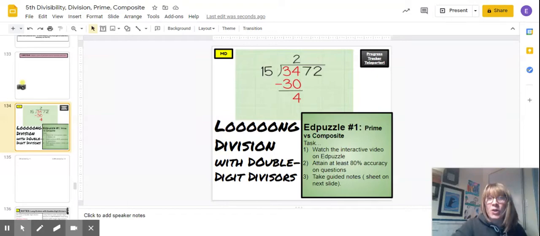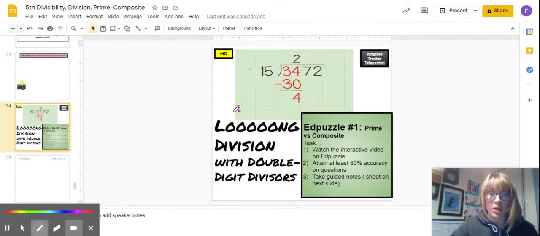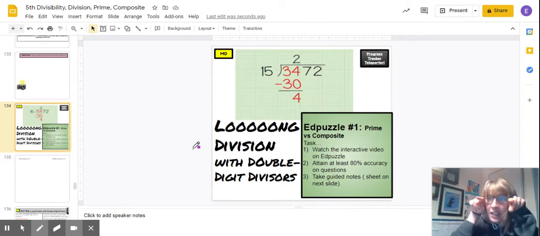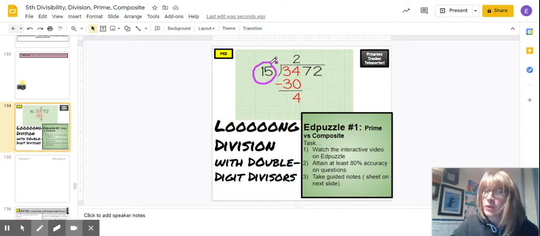So we're thinking about long division, this time with a new component: a double-digit divisor. Remembering that a divisor is the number on the outside of the house looking in, it has eyes looking in. So in this case, it would be the 15. When you think about a double-digit divisor, nothing about the approach changes, just the amount of spots you might have to go in to find a number that your divisor will fit into.